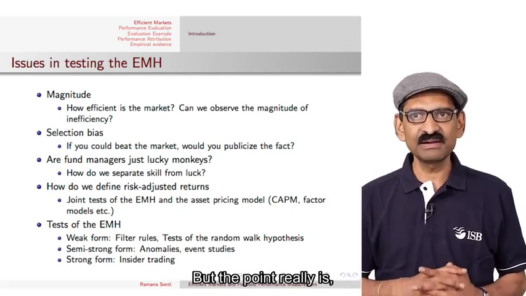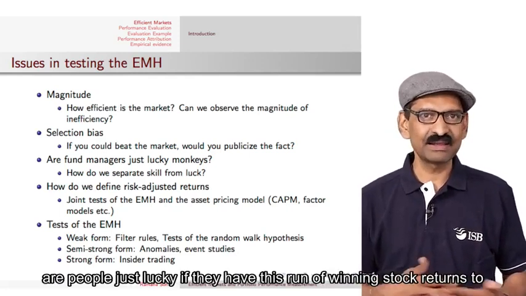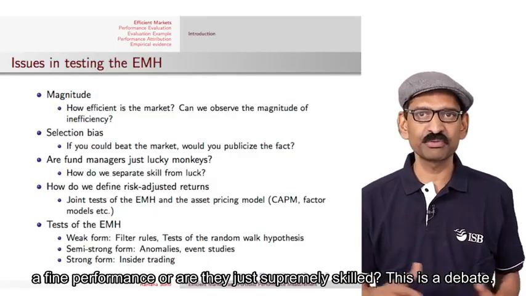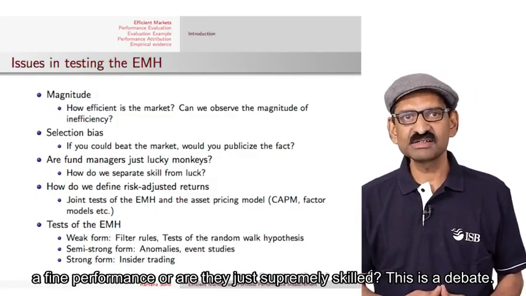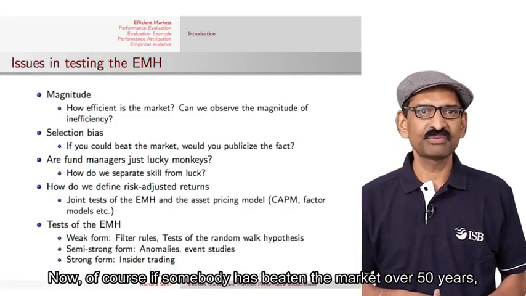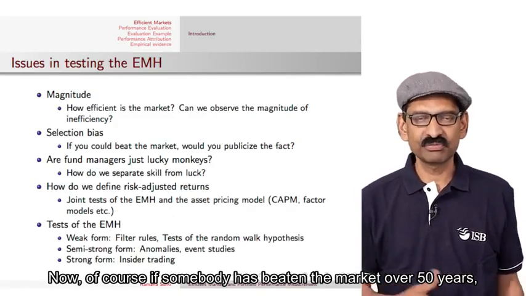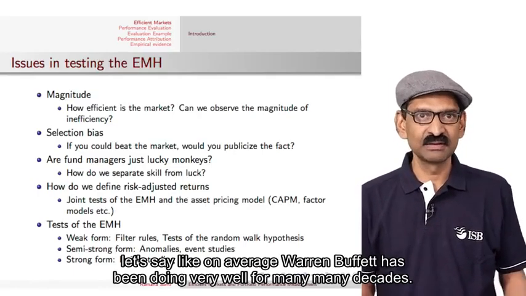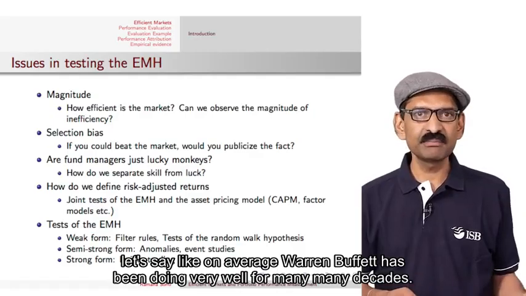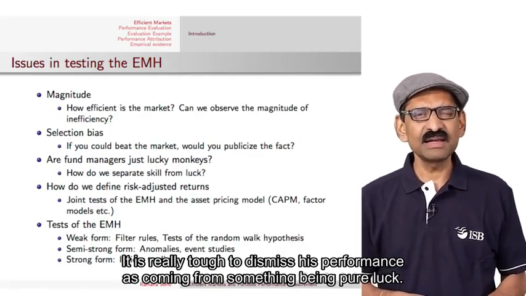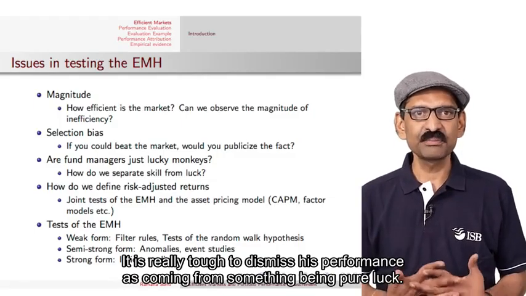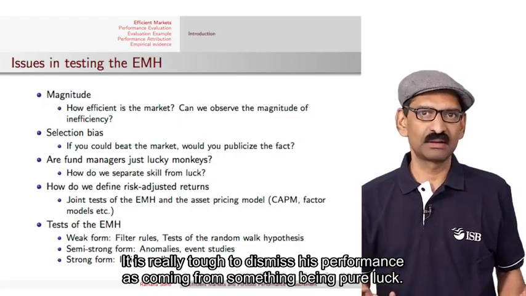But the point really is, are people just lucky if they have this run of winning stock returns or fund performance, or are they just supremely skilled? This is a debate. Now, of course, if somebody has beaten the market over 50 years, like Warren Buffett, who has been doing very well for many, many decades, it is really tough to dismiss his performance as coming from pure luck.